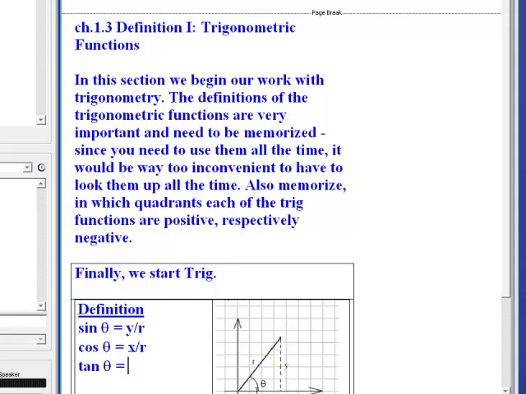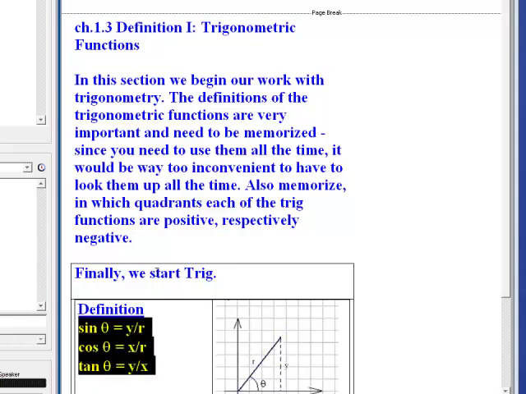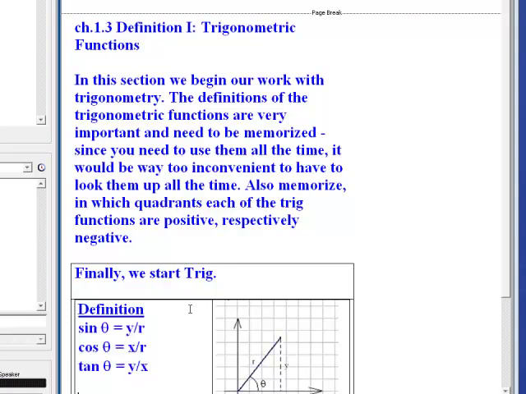And between x, y, and r, there's a third way to combine them, and that is the opposite divided by the adjacent. Y over x equals tangent. These are the three main trigonometric functions, and with that we're actually done with the course of trigonometry. Unfortunately, that's not the case. There's a lot more to it, but really these are at the heart of trigonometry.